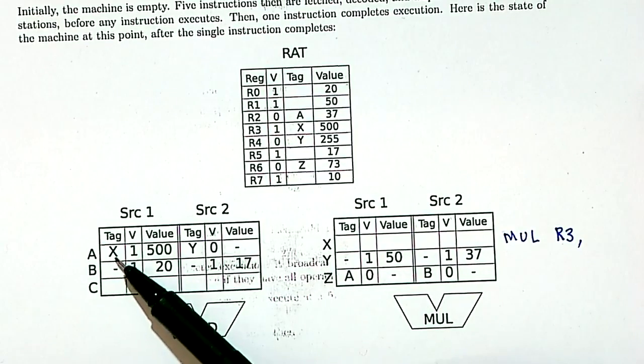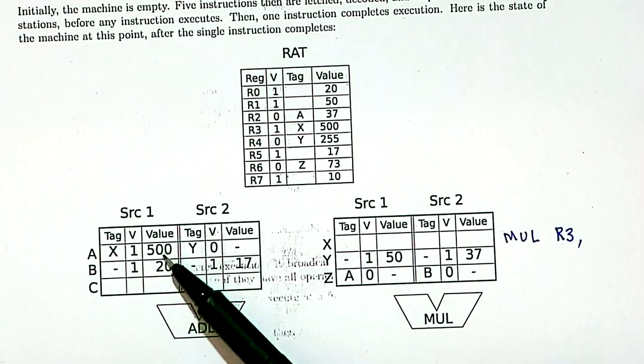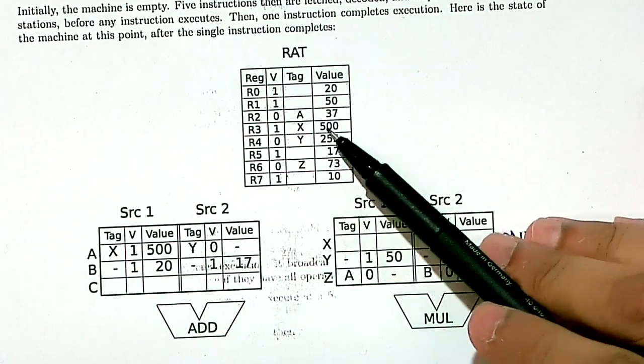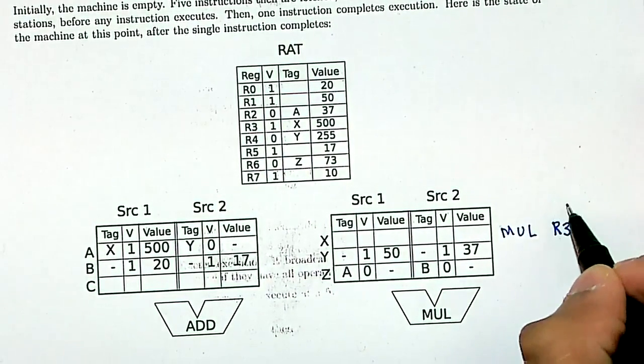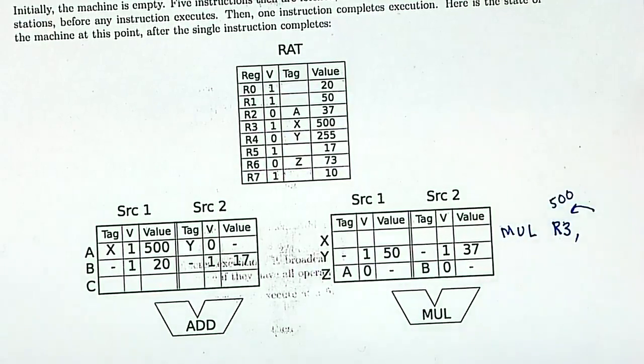And so X represents a destination register, which is now valid because it's been broadcasted, and it contains the value 500. And you can see the same data in the register alias table because it's the same broadcast, right? So we know the result of that instruction was 500. So this R3, this multiply instruction, resulted in the value 500 being in register 3.